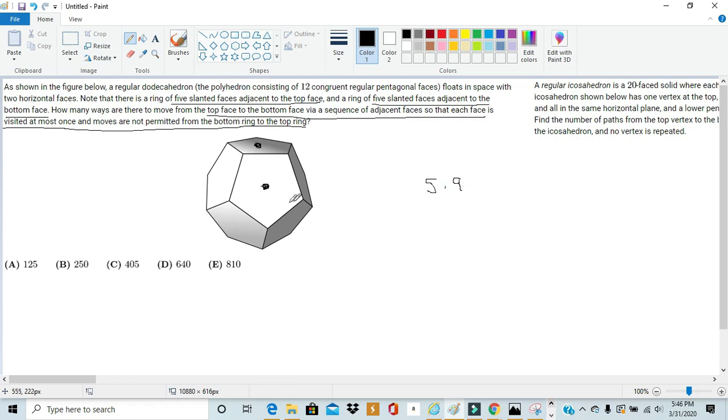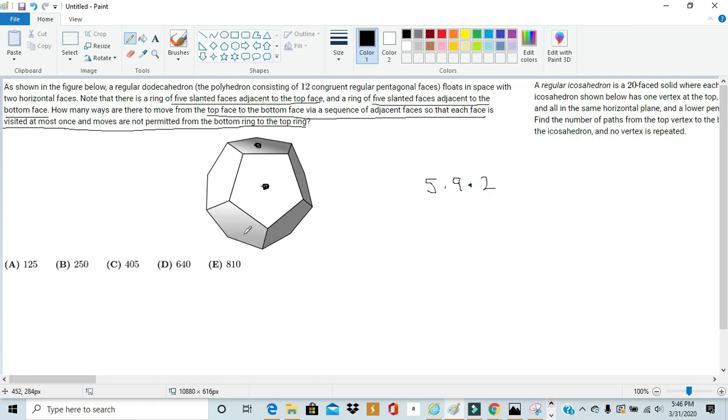Then, if you want to move down from one ring to the next ring, there's actually 2 ways to do so. On this one, let's say if we wanted to move straight down, we could either move down over this side onto this face, or we could go over this side onto this face. So going down from one ring to the other, there's 2 ways of doing that.